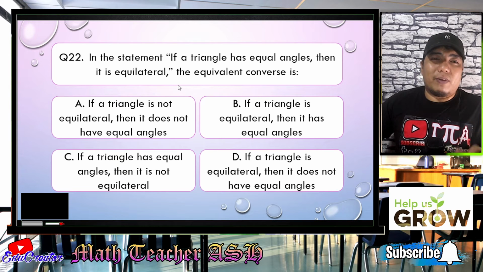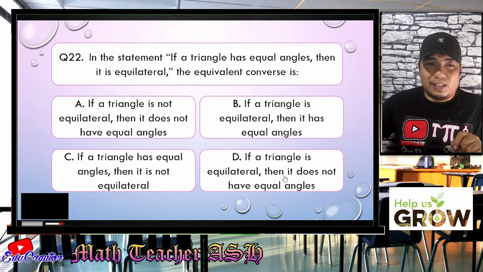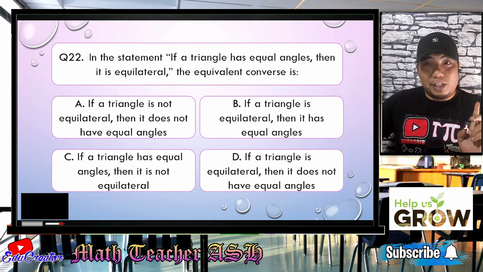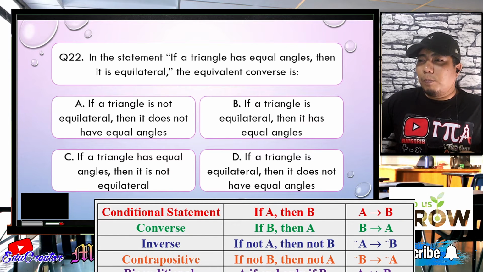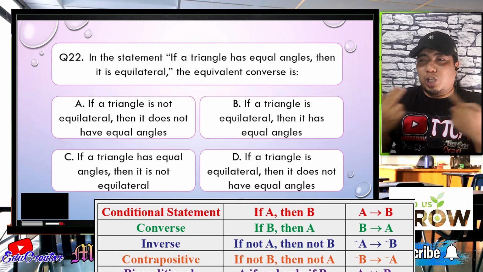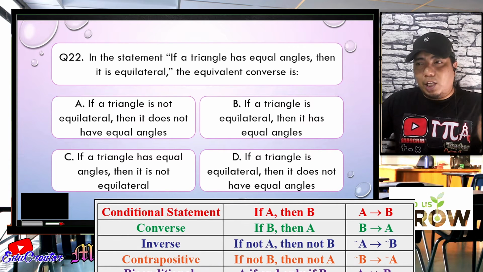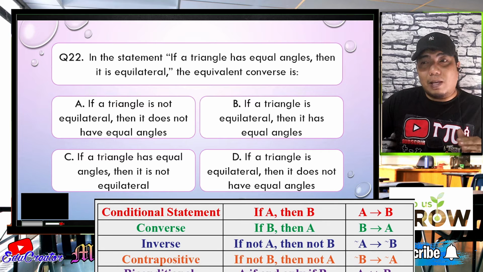Now, what we need to do is get the equivalent converse of this given conditional statement. Let me show you what converse means. The converse is basically the exchange of the conclusion and the hypothesis, but no negation is applied. So, from the conditional statement, if A, then B, to get the converse statement, you should just consider if B, then A.